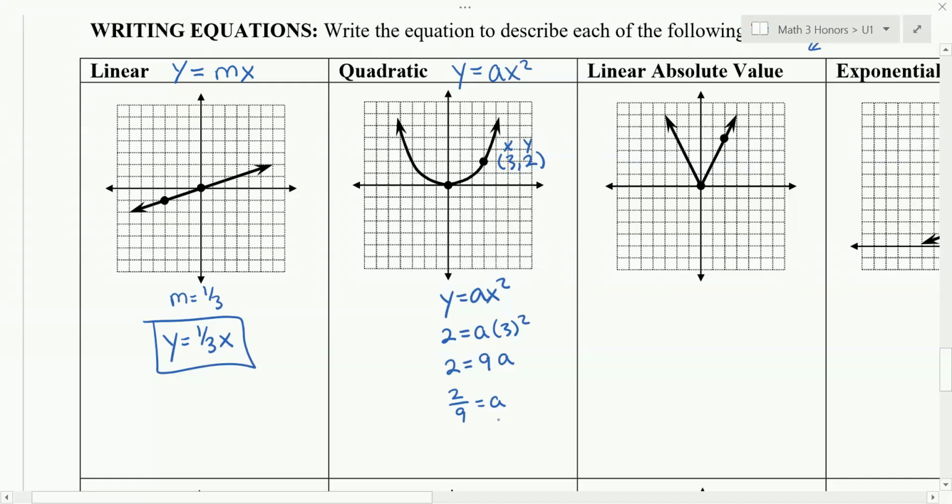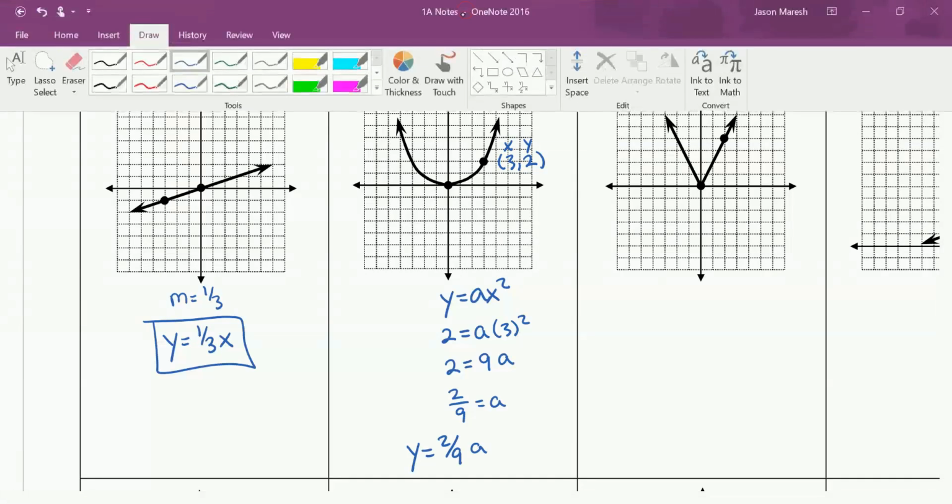And once you find a, just like we found the slope here, we found m, plug it into that form, you get y is 2/9 times x squared.